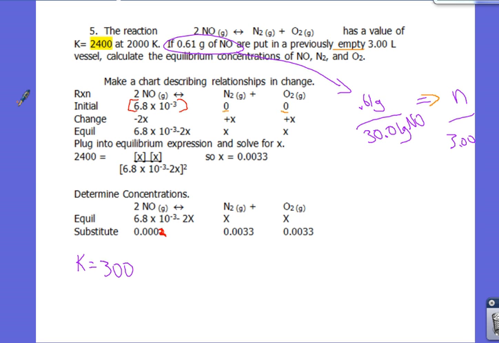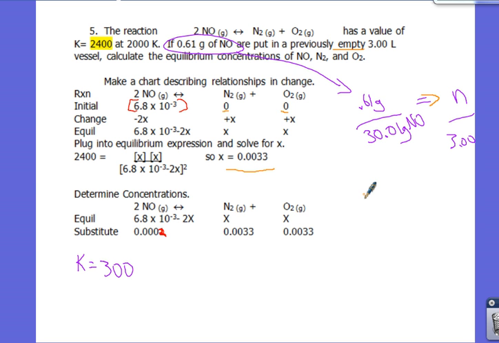Has to subtract from the reactant side. But for every nitrogen produced, we have to use 2 of these. So for every 2 x's lost, we make an x. So at equilibrium, it's going to look something like this. Plug this into the expression. There's K, products, reactants. Solve for x using the solver function or any other sort of mathematical function.